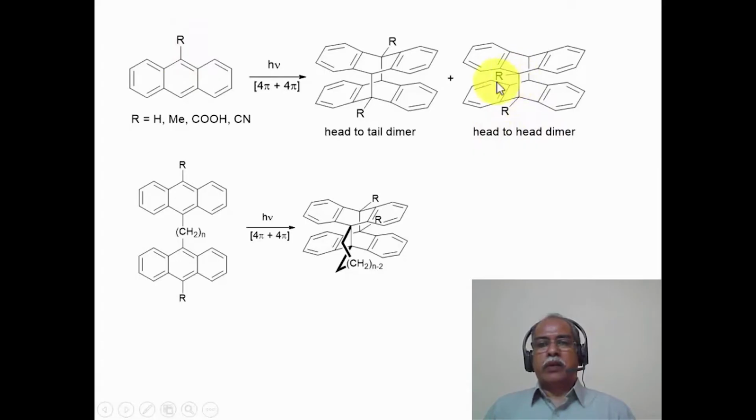That would form the head-to-head dimer. On the other hand, the molecule can orient in such a way that one molecule with the R group up, another molecule with the R group down, which will result in the formation of a head-to-tail dimer.